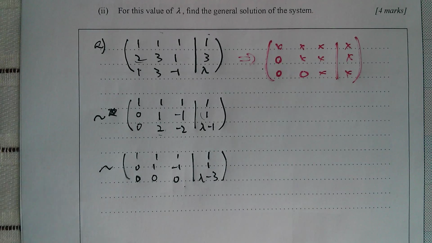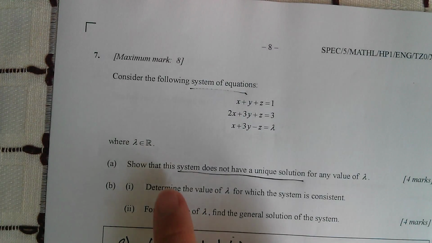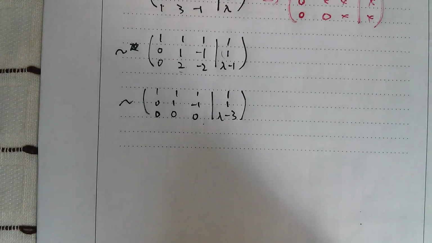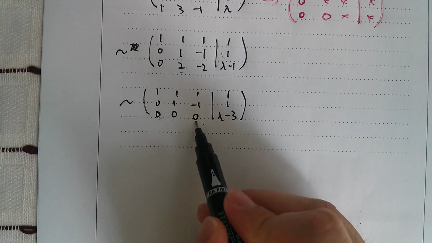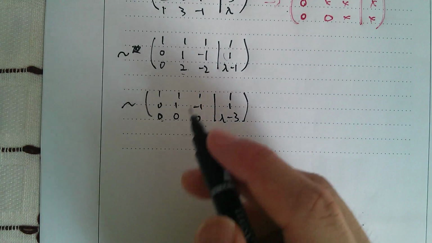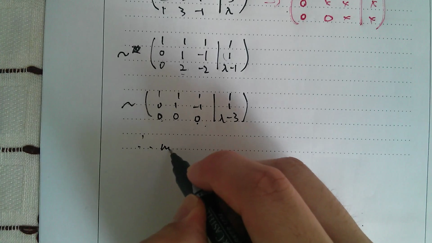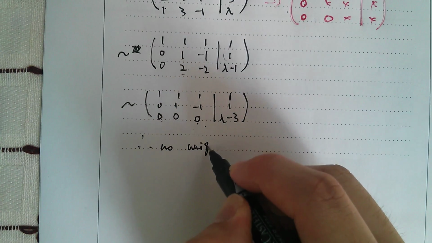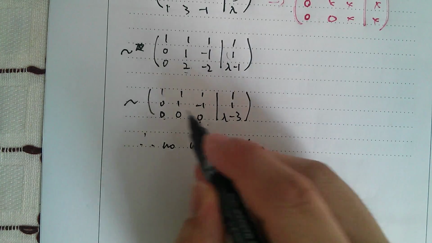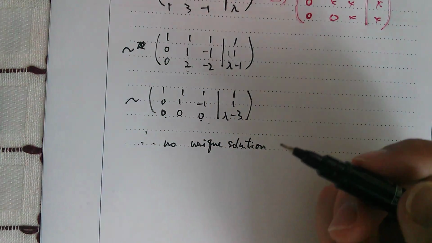Okay. And what you want to show is the system does not have a unique solution for any value of lambda. Now this is true. Why? Because this is all 0. Okay? Whenever this is all 0, then there is no unique solution. Okay? Therefore, no unique solution. The reason why this is enough to show that there is no unique solution will really take another video.